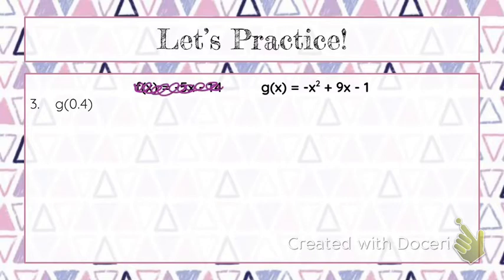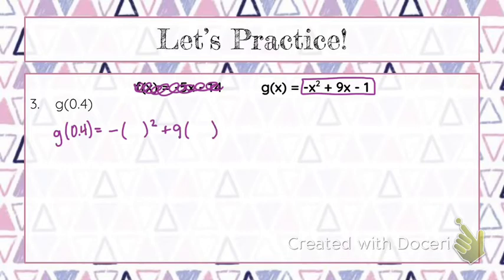So we're going to rewrite this as g of 0.4 equals, and like I did before, everywhere there's an x, we're going to put parentheses. So -x squared plus 9 times x minus 1. And then we just put 0.4 everywhere there are parentheses. And this is important, especially because this negative is outside of the x.